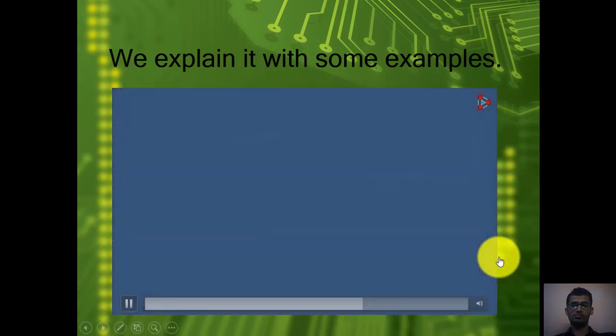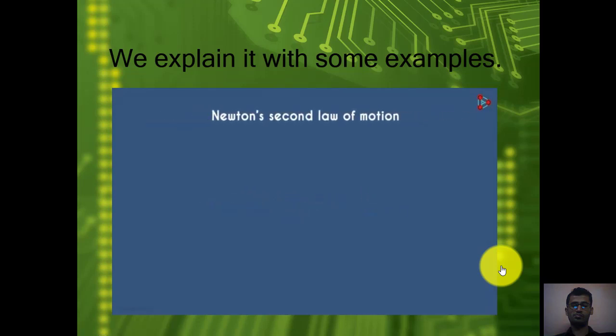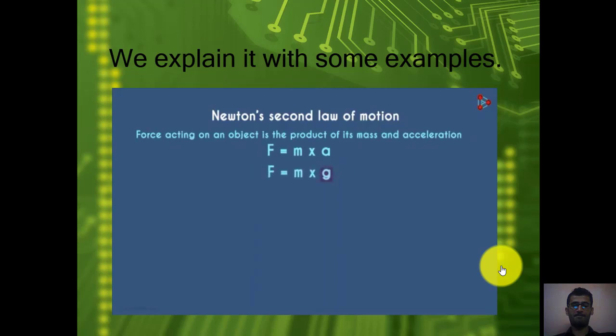How can we understand weight using a formula? We know Newton's second law of motion, which says that the force acting on an object is the product of its mass and acceleration. When it's acceleration due to gravity, we can replace a with a lowercase g. This force due to gravity is nothing but the weight of the object.